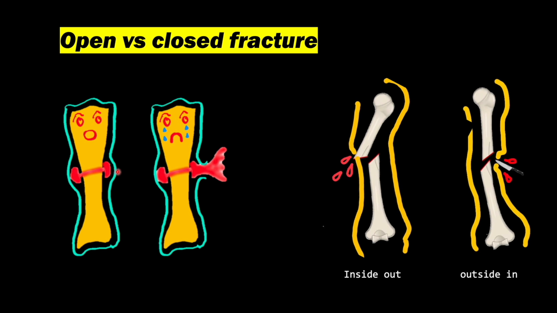Otherwise, you can call it a closed fracture with associated wound if it is not in continuity with the external environment. So you have to use the term fracture hematoma whenever you are defining the open fractures. Now the open fractures can occur from inside or can occur from outside.